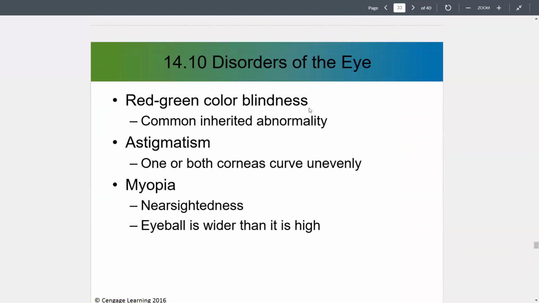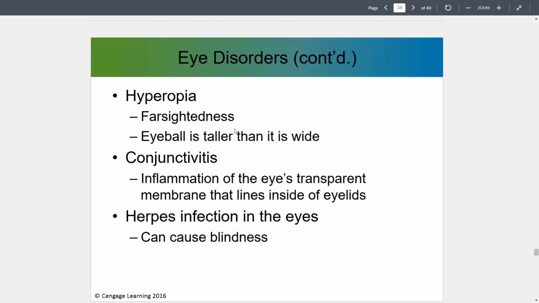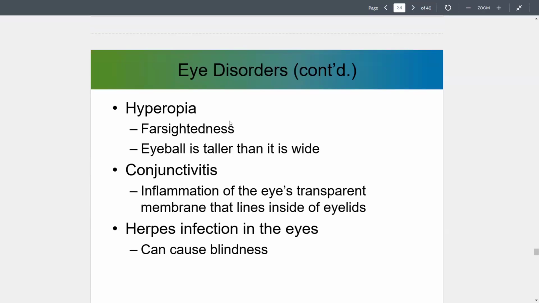Okay, here are some disorders of the eye. You can have red-green color blindness. It's usually in males. It's a sex-linked disorder. Astigmatism is when your corneas are curved funny. Myopia is nearsightedness. That is when you have, I tend to call it a long eyeball, like it's longer. I don't think wider is the best way to call it. And then hyperopia is farsightedness, where you can't see close. And I usually say that's a shorter eyeball, like it's squished.